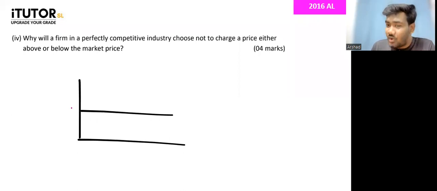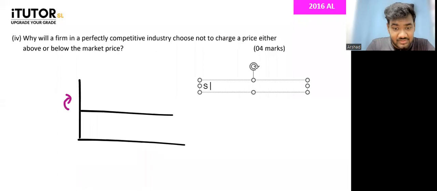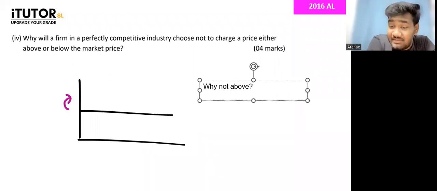in the next paragraph, talk about why they will not charge a price higher than this. Why, guys? Why can't they charge a price above the prevailing price? Let's say the prevailing price is 100 rupees. Why can't they charge 120 or 130 or whatever? Price taker, fine, but why?